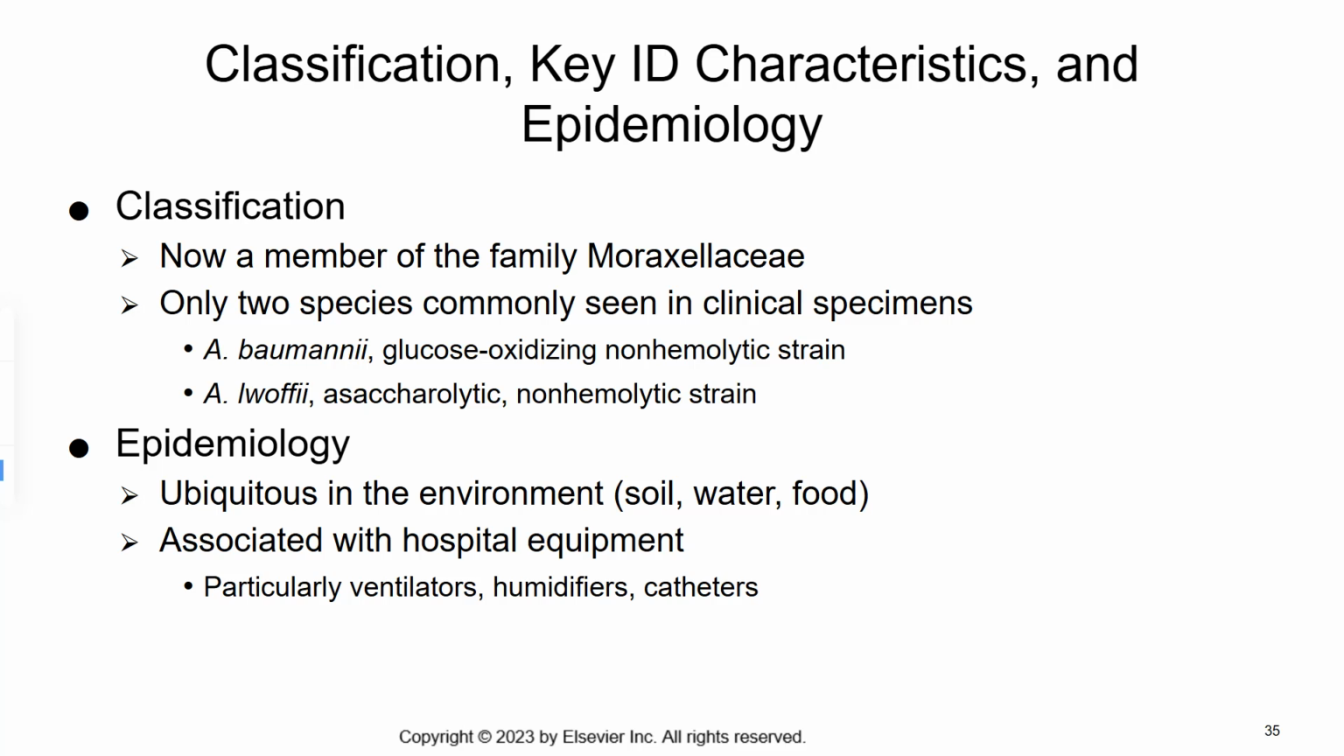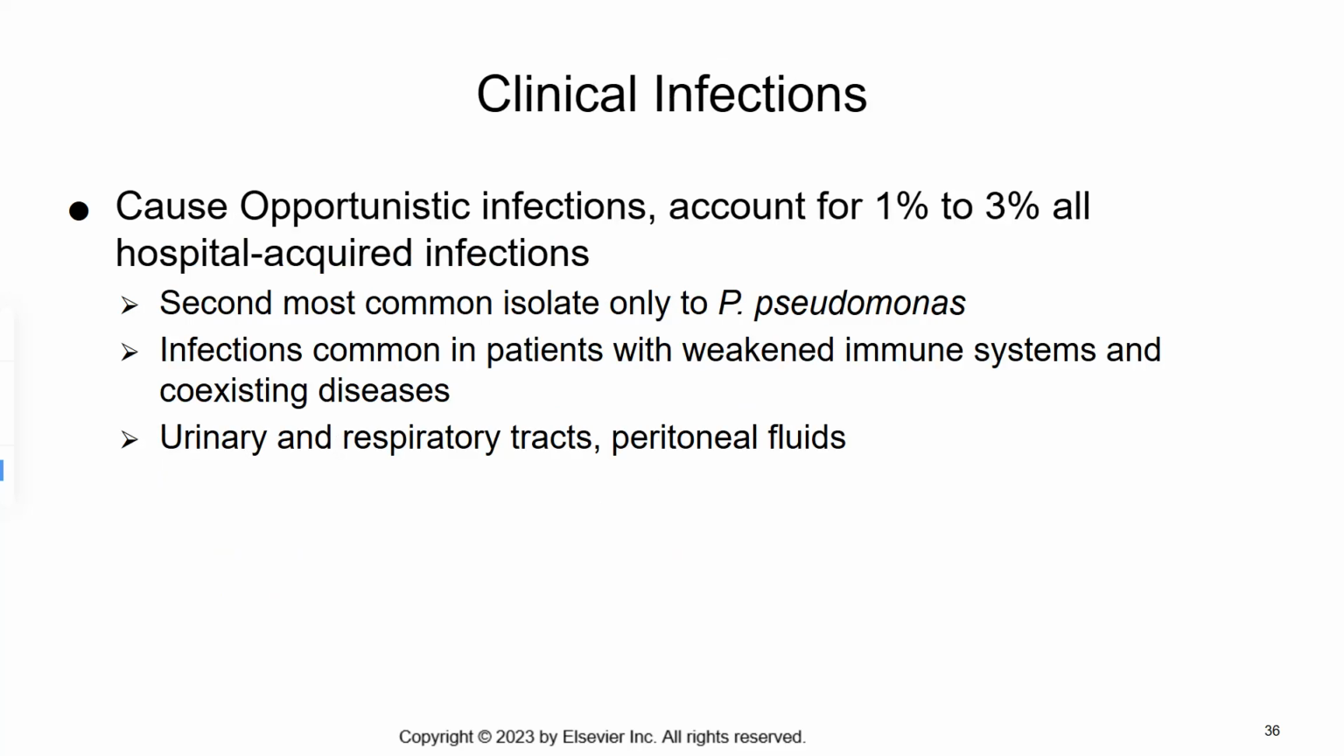Epidemiology: ubiquitous in the environment, associated with hospital equipment, particularly ventilators, humidifiers, and catheters. They cause opportunistic infections, account for 1 to 3% of all hospital-acquired infections, second most common isolate after P. aeruginosa. Infections are common in patients with weakened immune systems and coexisting diseases, in the urinary and respiratory tracts, and peritoneal fluids.